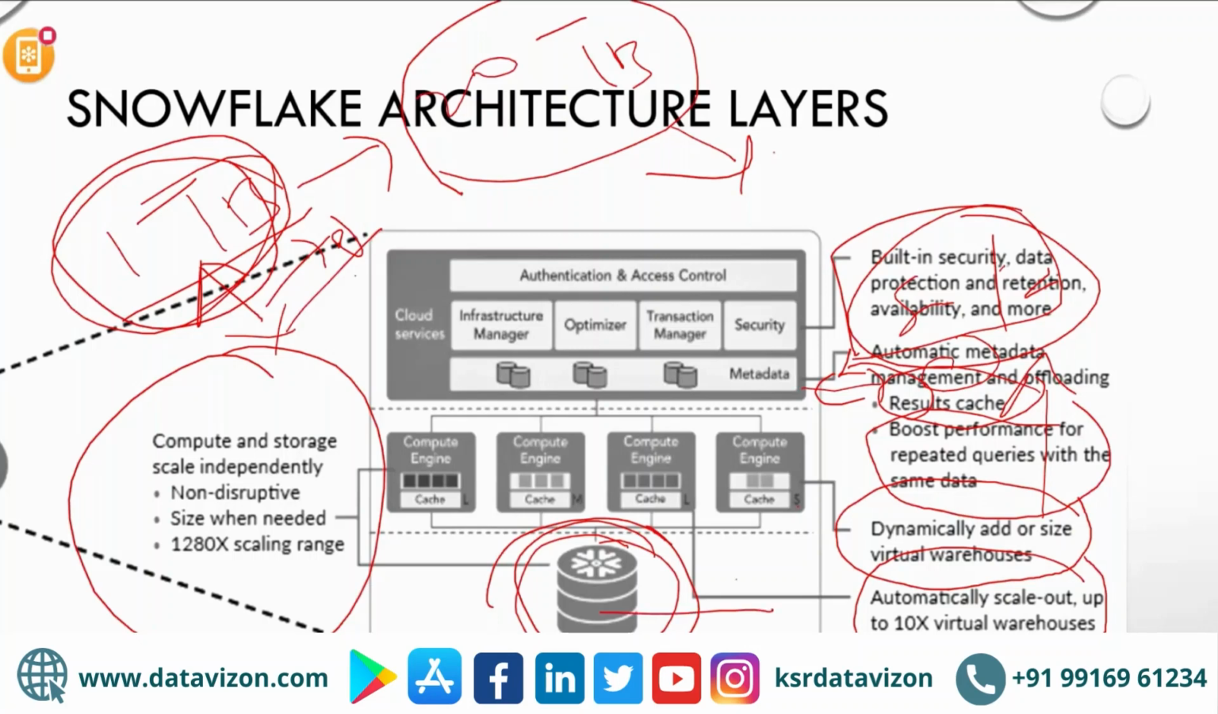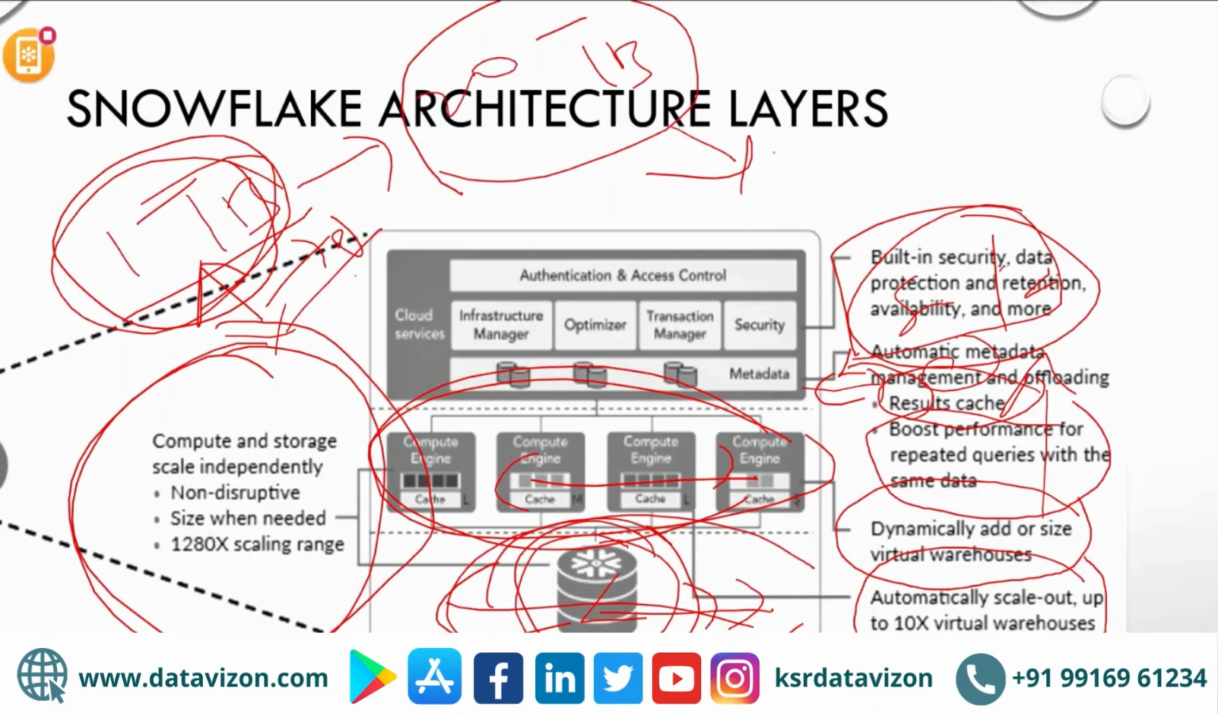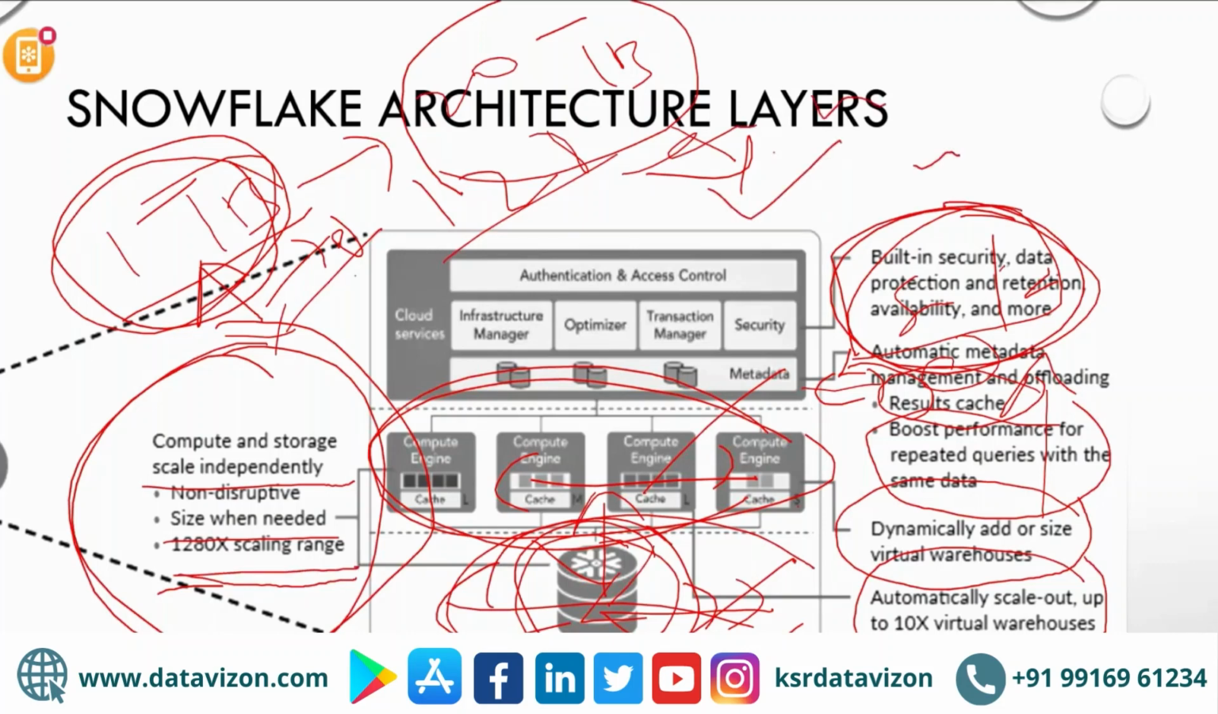And if you want to increase one, you don't need to increase the other. Independently, you can increase either of them. That's the point: compute and storage can scale independently. There is no hard dependency where you increase the compute and must also increase the storage. Okay. Size when needed: whenever you need, you can increase the warehouse size, scale up or down. Okay. As I said, up to 128x scaling, the compute resources can be increased in milliseconds. That's the scaling range provided here.